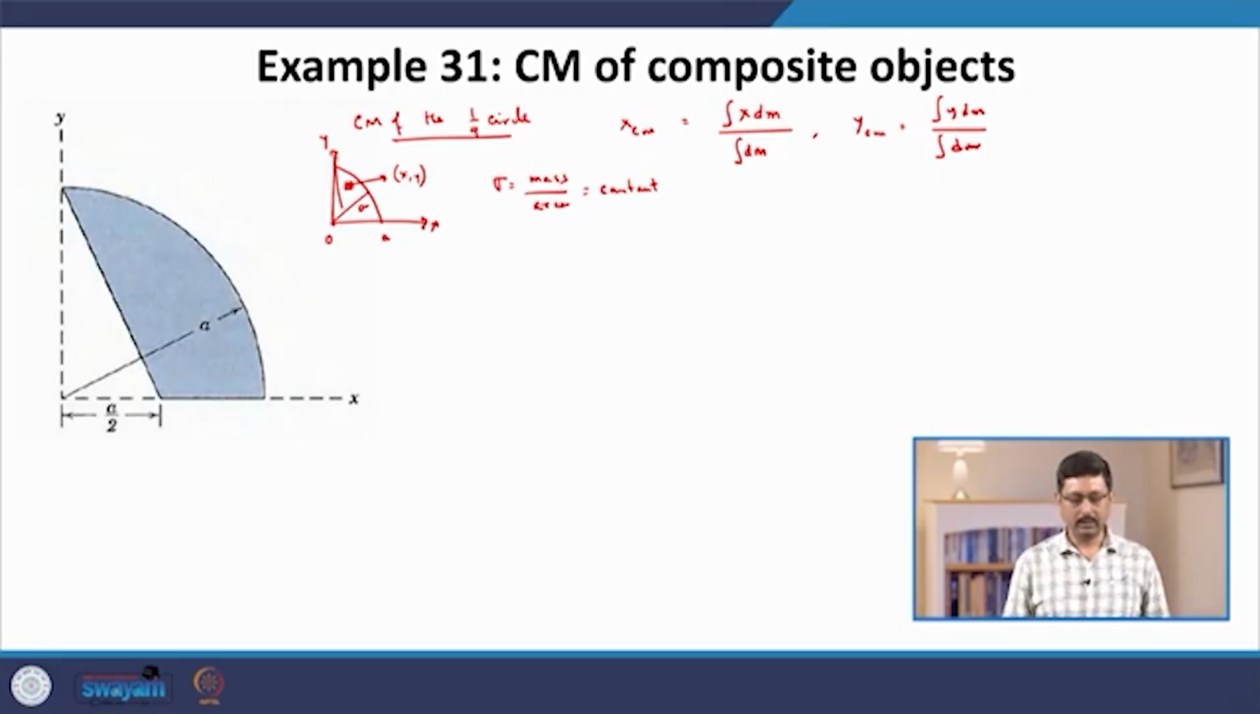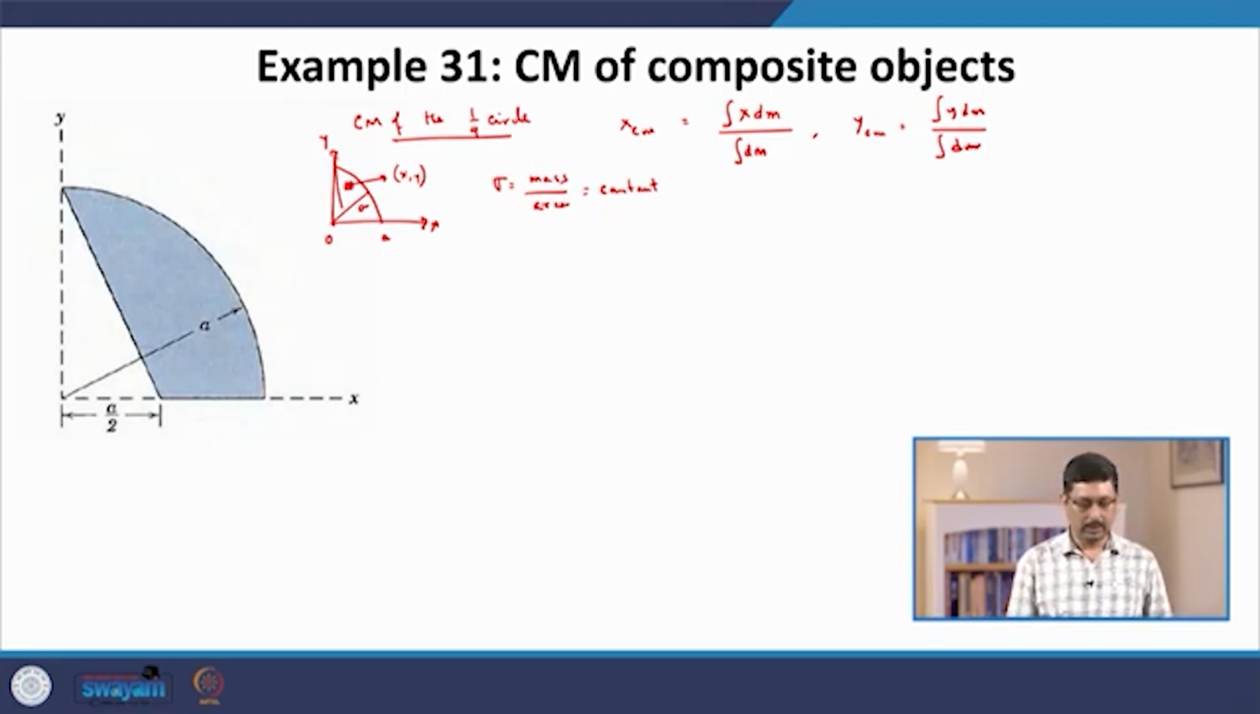Now, for a circle, the natural coordinate system for these integrals will be the 2-dimensional polar coordinate system, but we have not introduced them in this course. So, we are going to use Cartesian coordinates and do this calculation. Let us first calculate the total mass.